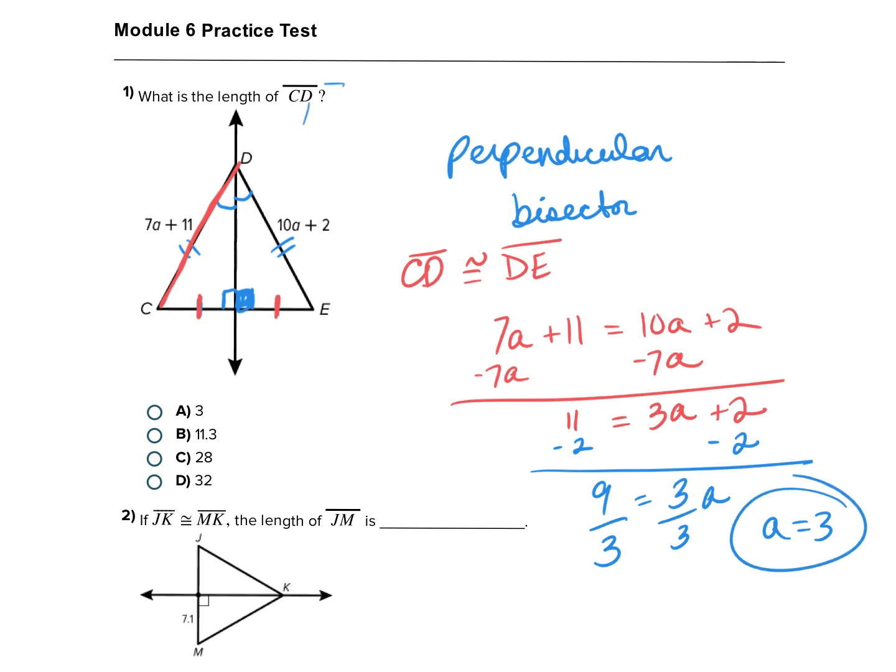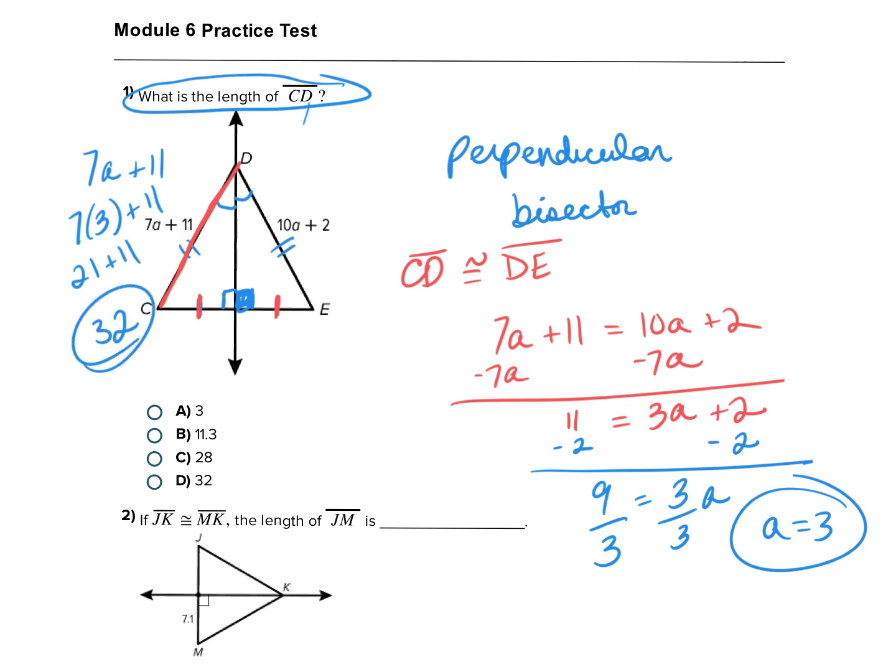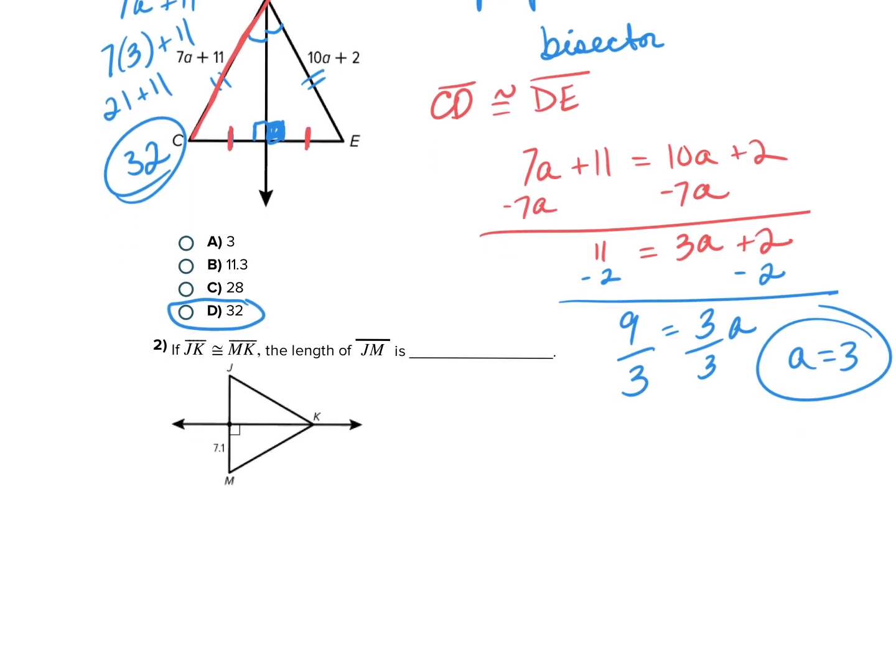But let's go back to the question. The question asks, what's the length of CD? So that means I need to plug in the value of 3 into a, or substitute in. So what I have is 7 times 3 is 21, plus 11, which gives me 32, which is answer D. Okay.